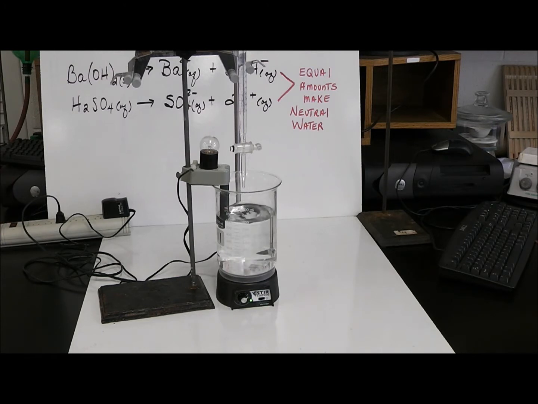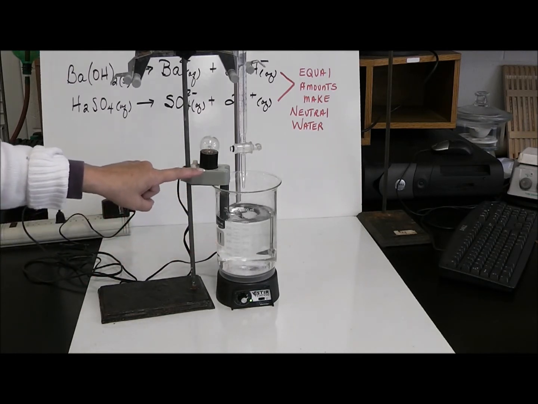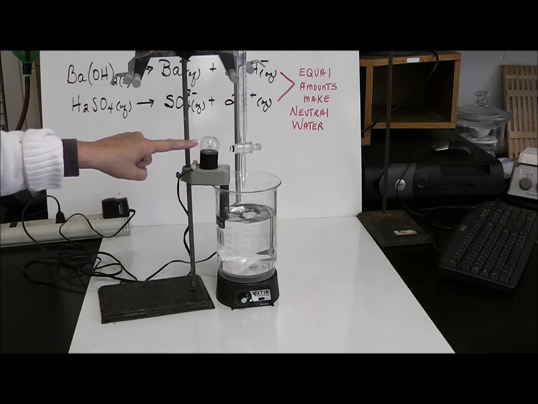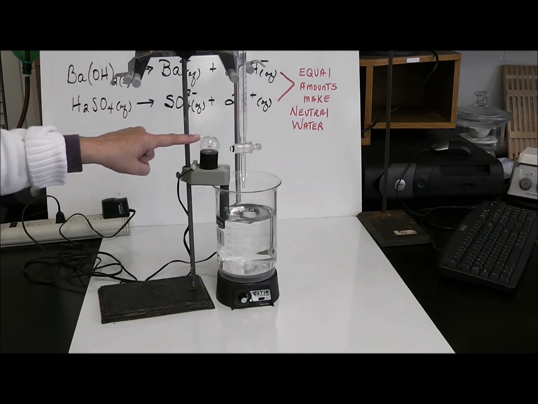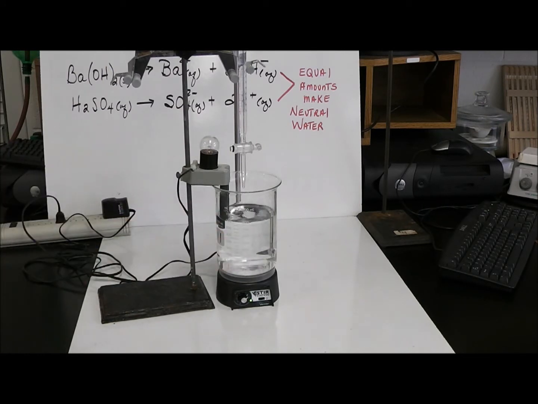So what I have right now sitting in the beaker is distilled water, and I have a conductivity tester in the distilled water. The conductivity tester is just a fancy name. Will it light the light bulb? Notice that the distilled water will not light the light bulb because distilled water, or water in general, will not dissociate 100%. It's very reactant favored, H2O, lots of it. So notice it's not on, so there are no ions in there.